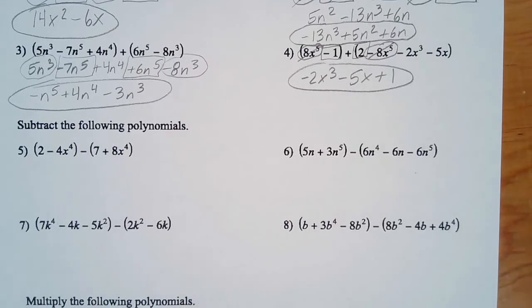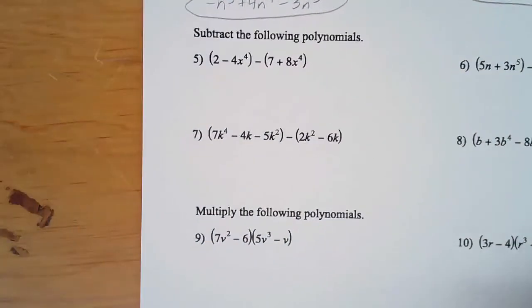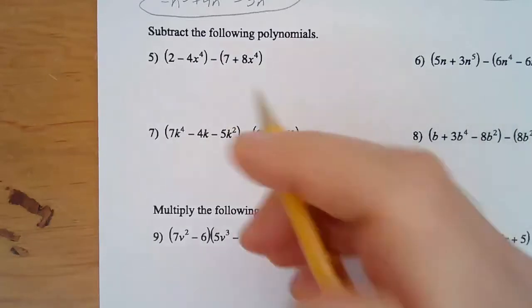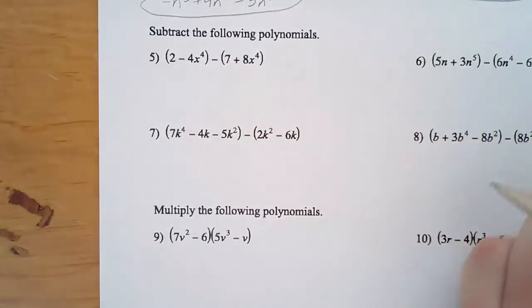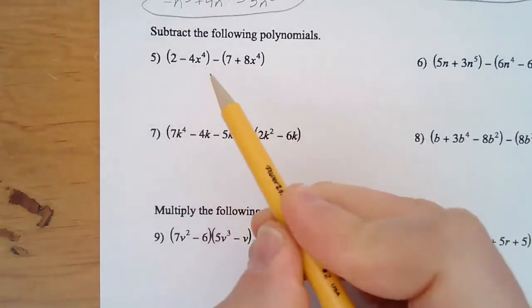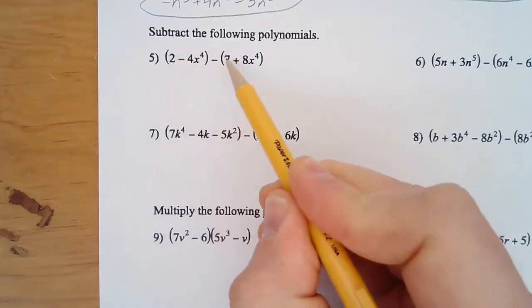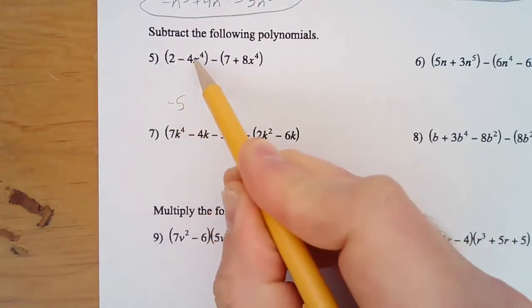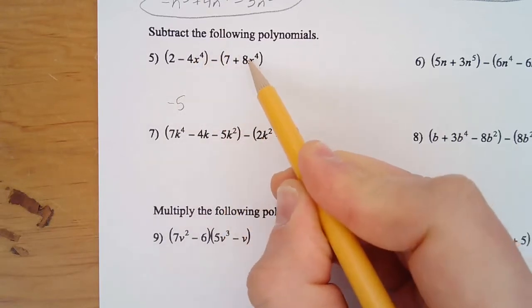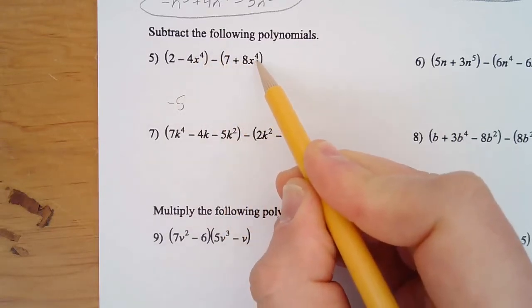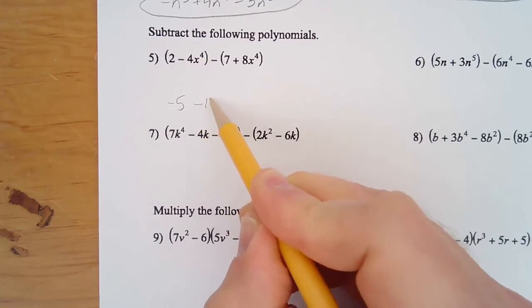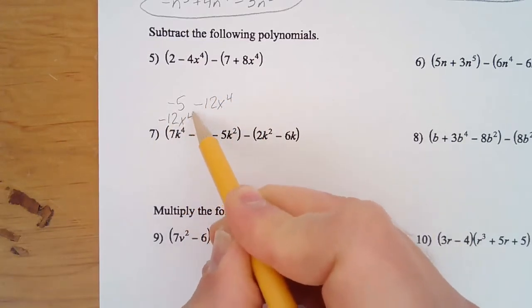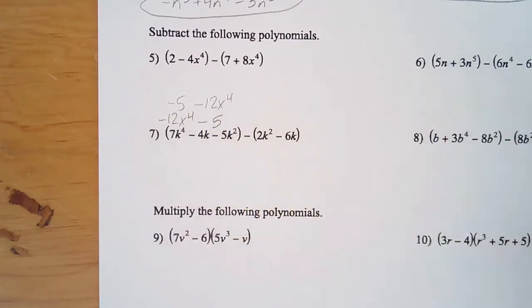All right, let's subtract some polynomials. Number 5. So a couple different ways we can handle this. We could go 2 minus 7 and get -5, and then -4x to the 4th minus 8x to the 4th, which would be -12x to the 4th, and then I'd want to rearrange that in standard form. So there we go.